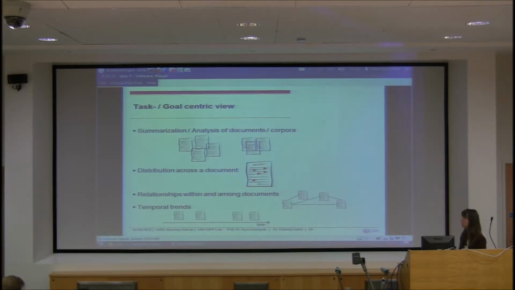There's another way of classifying this, which is more the task- or goal-centric view. You can say there are techniques for summarizing or analyzing documents or whole corpora of documents. We would like to look at the distribution across the document of some text property. Then we would need some special techniques, or maybe we would like to show relationships within or among documents, or a temporal trend. This is also basically the outline that I have for the remainder of my talk. I will show you one or two examples for each of these four categories.